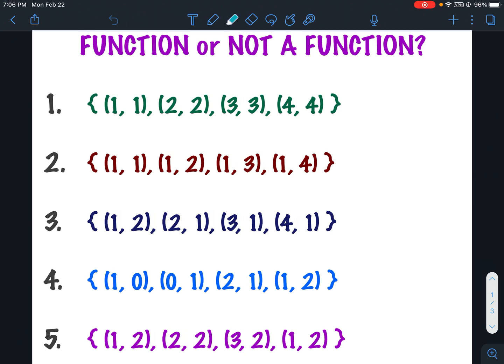Well, I've got 1, 2, 3, and 4. They do not repeat, so it's automatically a function. For number 2, I've got 1, 1, 1, and 1. So the input of 1 has outputs of 1, 2, 3, and 4. Since 1 has more than one output, this is not a function.